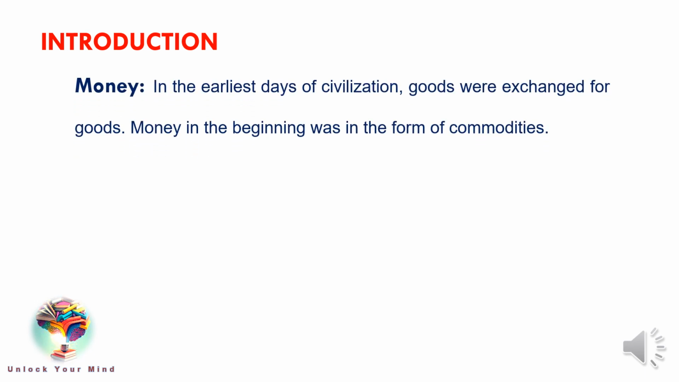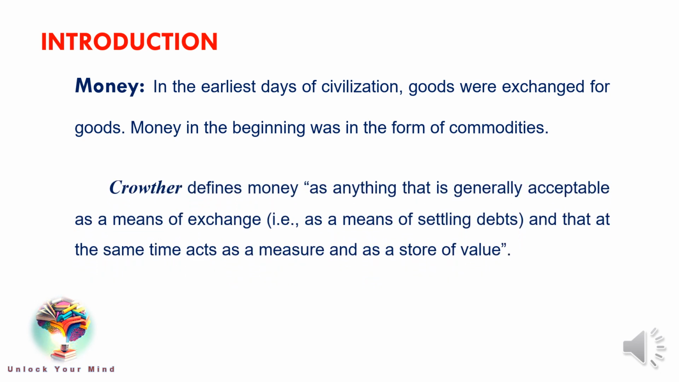Money dates from the earliest days of civilization. Goods were exchanged for goods. Money in the beginning was in the form of commodities. In a later period, precious metals were used as money. Because of the inherent difficulties of metallic money, paper money evolved.